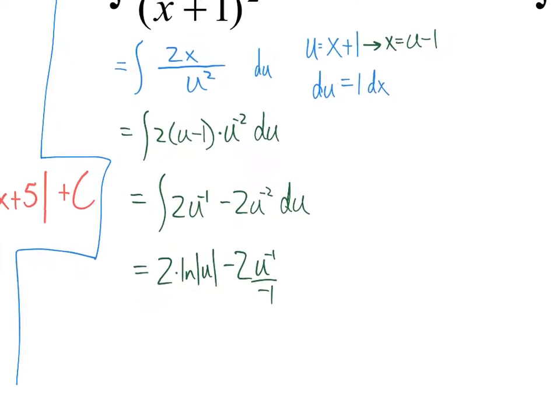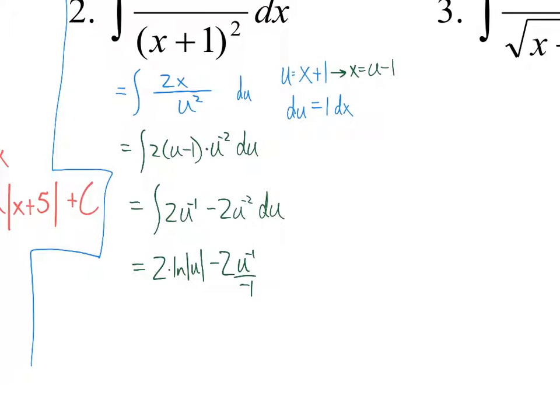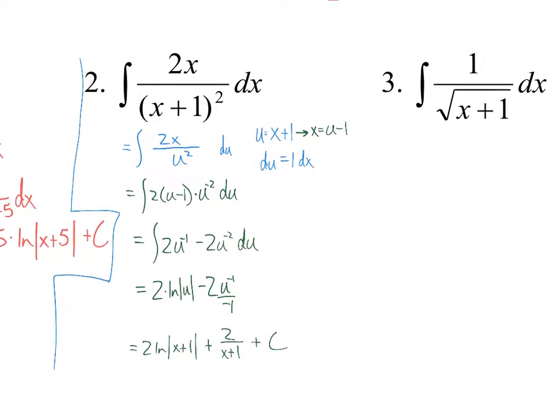So now we go back, we simplify some things, we substitute back in our u, and we get 2 ln of absolute value of x plus 1 minus the negative, so it's going to be a plus 2 over x plus 1. And then throw on a plus c at the end. And there's our answer. Okay? That's a little nasty, but not too terrible, right?